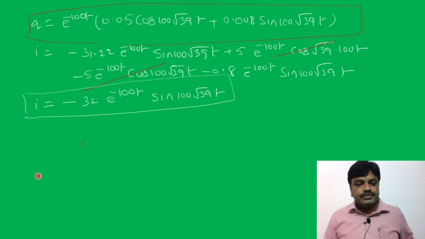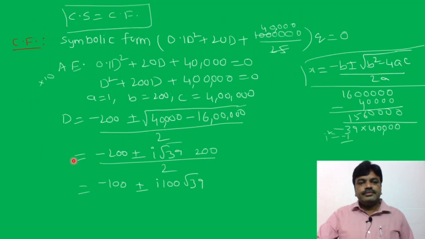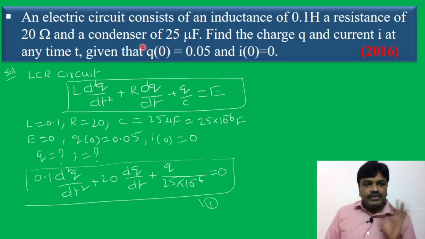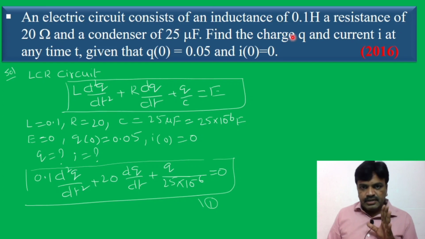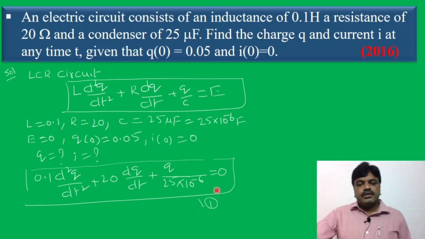Once again, friends, what is given in the problem: the L value, resistance value and capacitor value. So this is an LCR circuit. Write down the LCR circuit equation first, and write the given values. Then Q of 0 is equal to 0.05 and I of 0 is equal to 0. It doesn't give the E value, so the electromotive force is 0 here. I substitute all these things and get equation 1.